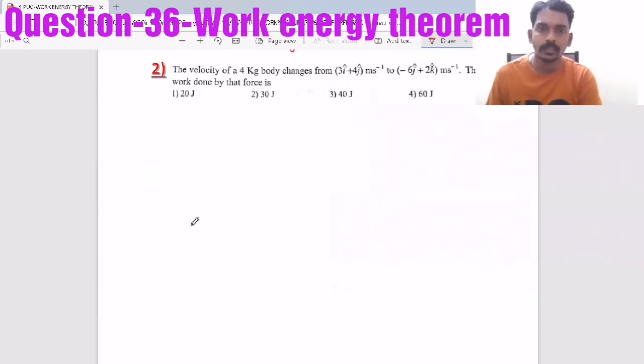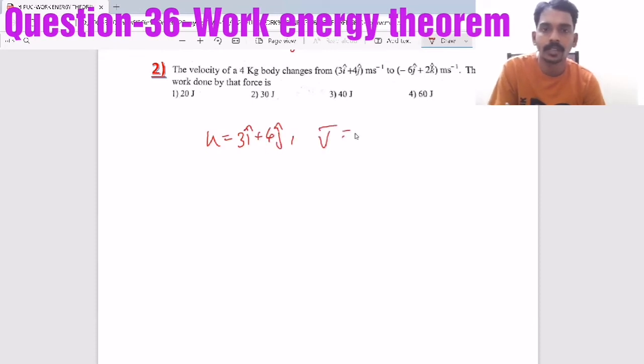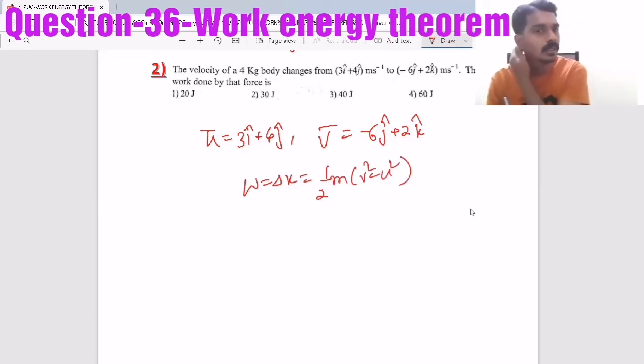Now, the next question. The velocity of a 4 kg body changes from an initial velocity, which they have given in vector form as 3 i cap plus 4 j cap, to a final velocity of minus 6 j cap plus 2 k cap. Then the work done by that force is? Work done is nothing but again the change in kinetic energy. As they have given the initial speed and final speed, it is half m (v square minus u square).